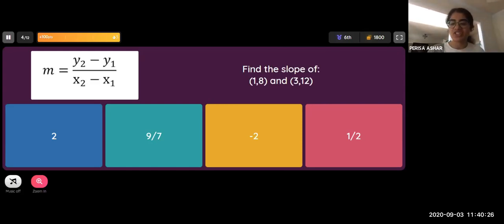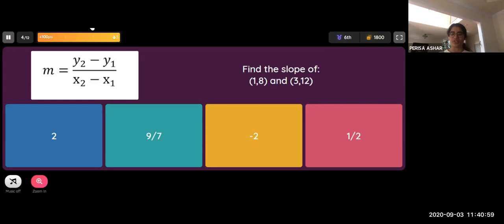The answer is actually 2, which is the first option, not 4 or the fourth option or half. Ultimately, if we calculate the slope with y2 and y1 and x2 and x1, right? The y coordinates of both of these points are 8 in the first point and 12 in the second point. So when we do 12 minus 8, we get 4 as our numerator. For the denominator, we need the x coordinates. So 3 minus 1 is 2. So 4 over 2 is 2, or as Prisha said, the first option, which is correct.